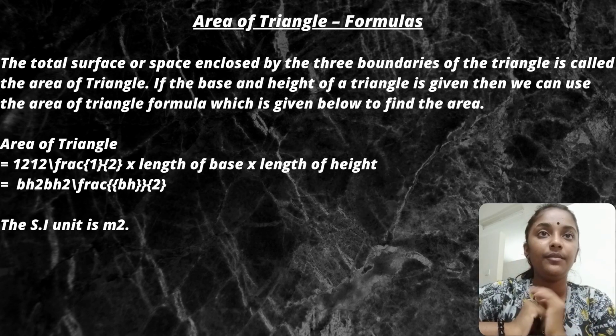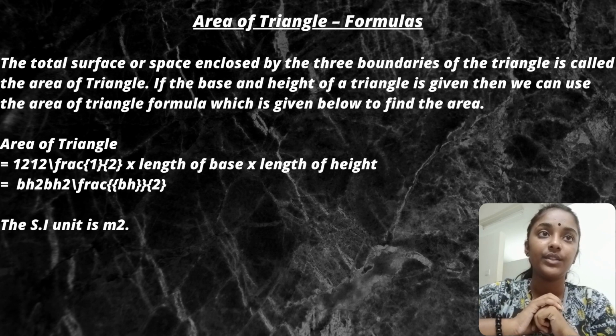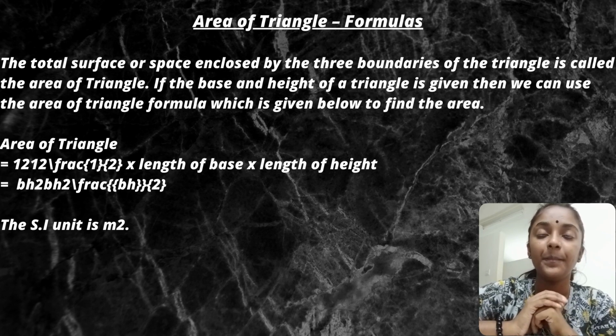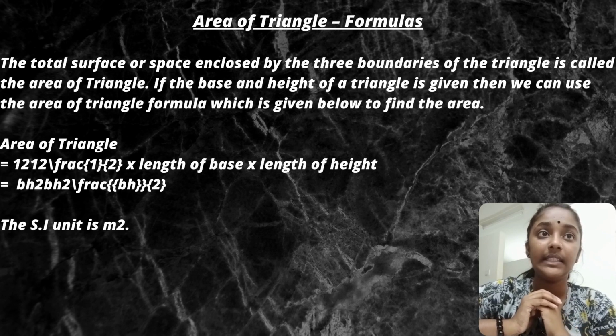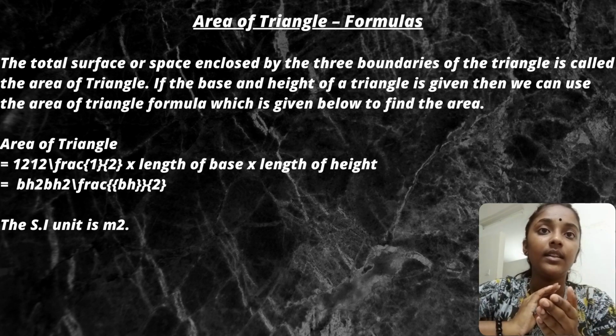Area of triangle formula. The total surface or space enclosed by the three boundaries of the triangle is called the area of the triangle. If the base and height of the triangle are given, then we can use the area of triangle formula, which is given below, to find the area. This is an example of how to find the area of a triangle.